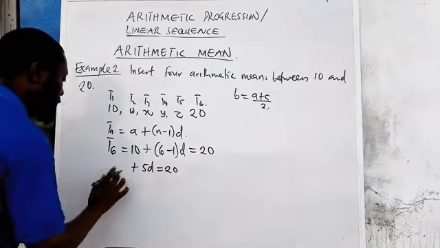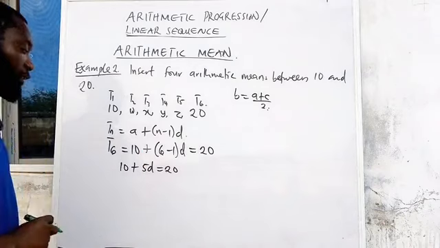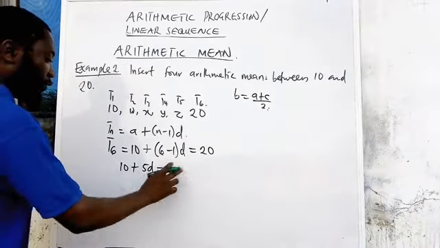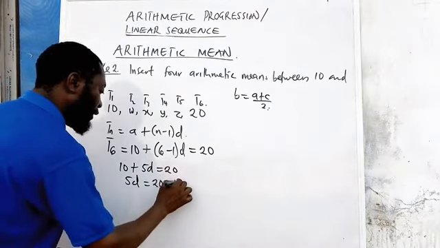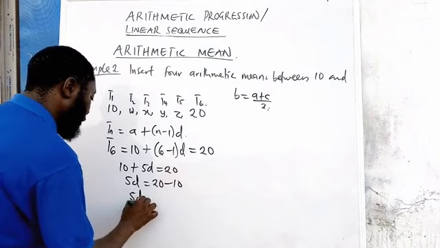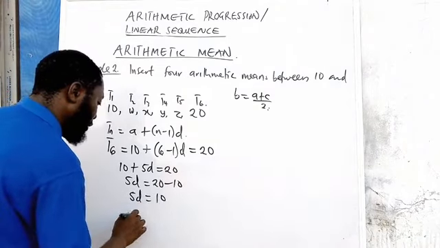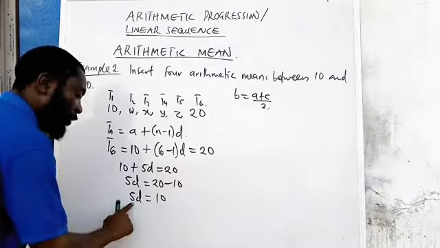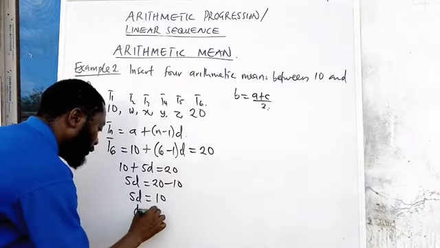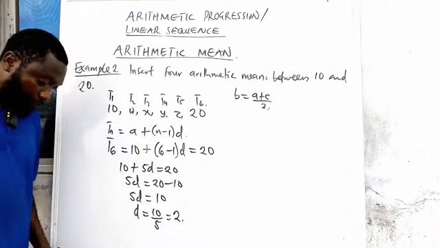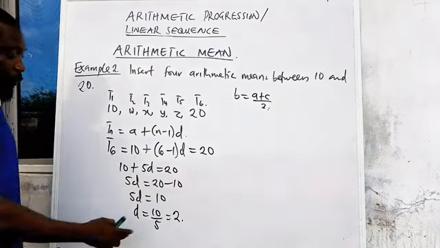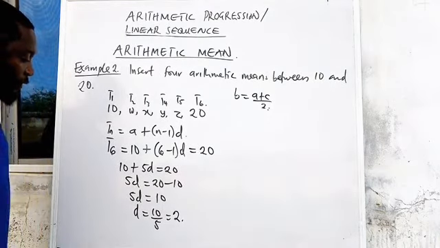Now let's simplify this further. We take 10 to the other side, so you have 5D equals 20 minus 10. 5D equals 10. Divide both sides by 5, the coefficient of D. So D equals 10 divided by 5, which equals 2. Now we know the value of the common difference.